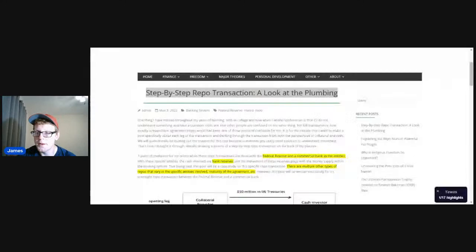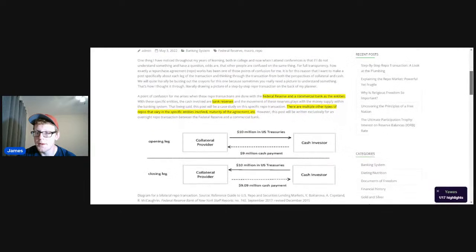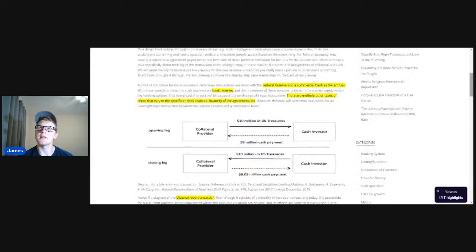Boom. Okay. And so basically what I did specifically was I used a case study, so technically it's not 100% true in a way. I used the examples of the Federal Reserve and the commercial banks for multiple reasons. One of them being the cash involved is bank reserves, because the commercial banks have reserve accounts at the Fed. And there are multiple other types of repos with different entities: money market funds, hedge funds, a bunch of other things, right?